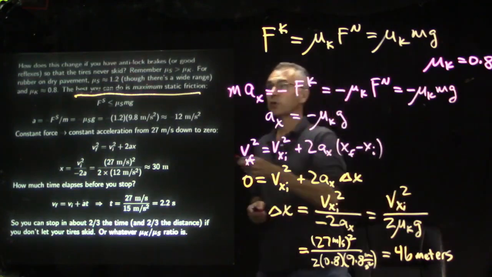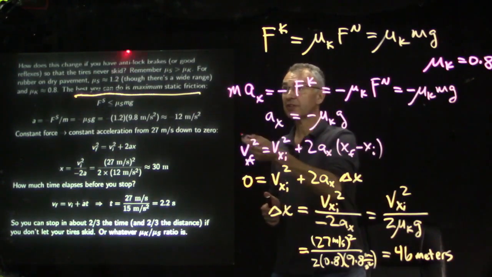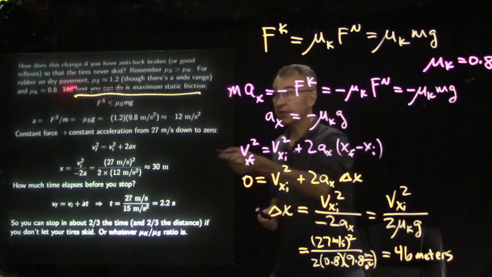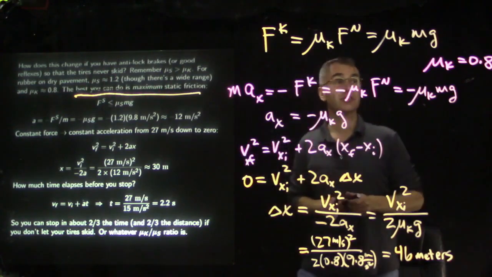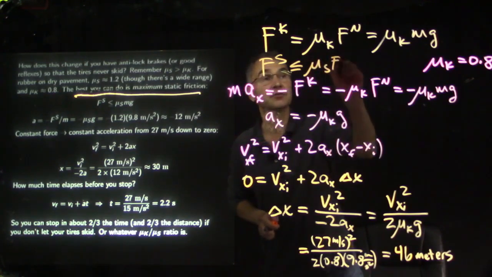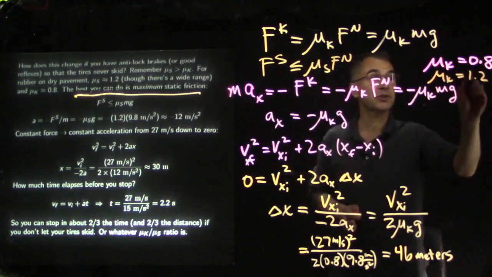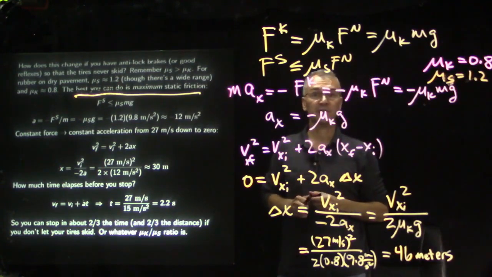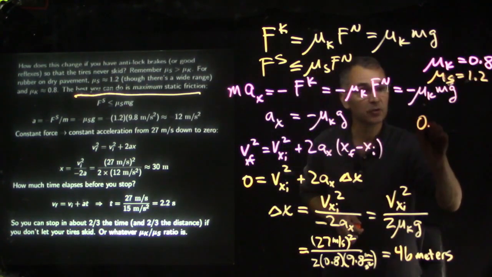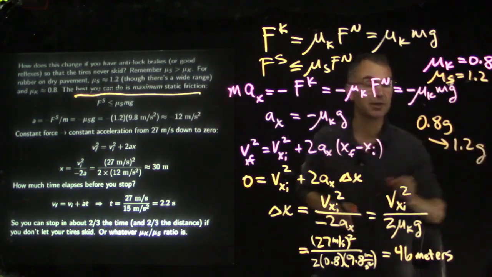Oh, then you can ask, well, could you do better if you have anti-lock brakes? So if you have anti-lock brakes so that the tires never skid, you won't do quite this well, but the best you can possibly do is the maximum static friction. So instead you have F static is less than or equal to mu static F normal. So then instead of mu kinetic, let's say we have mu static is 1.2 for rubber on dry pavement. So then instead of 0.8 g, we would instead get 1.2 g for the best we can possibly do.